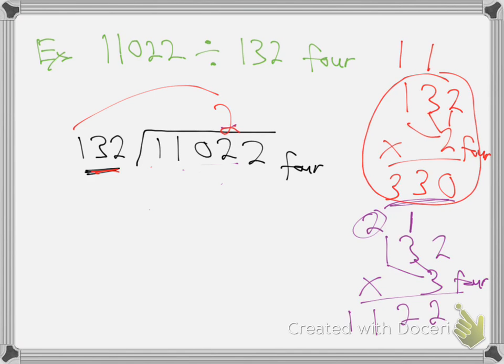2 times the 132 is 330. Kind of scribbling it there. 330, subtract. We good? How we doing? It's making sense? Long dividing is a lot harder than multiplying, isn't it? And that's why you really got to know multiplying. All right, subtract. 2 minus 0 is 2.